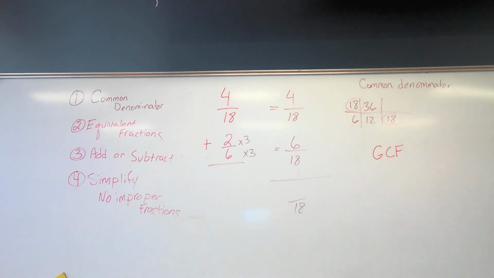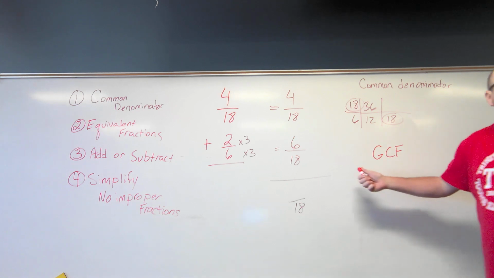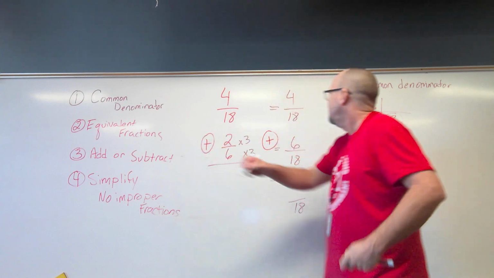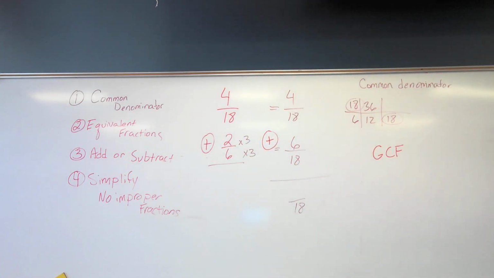All right, let's see who my next volunteer is. Emily Kate, what are we doing? Adding, subtracting, multiplying, dividing? Adding. You always want to go back over there and look at that sign. All right, Emily Kate, 4 18ths plus 6 18ths is 10 18ths.